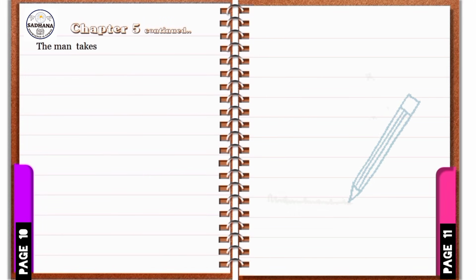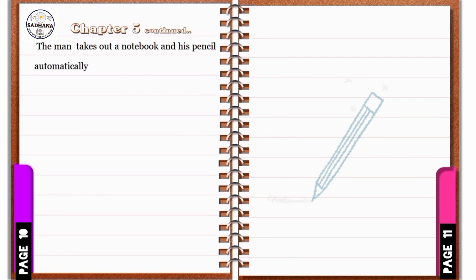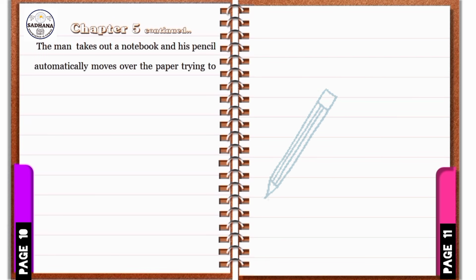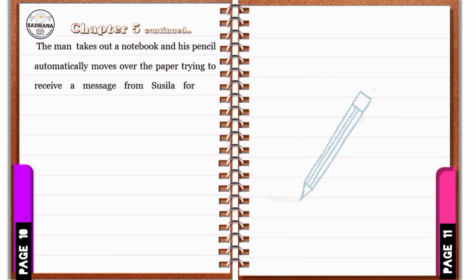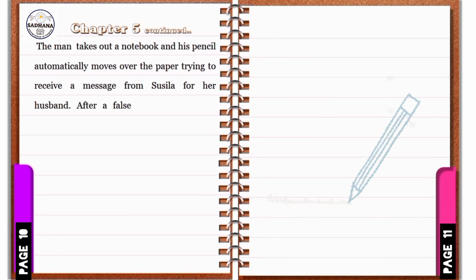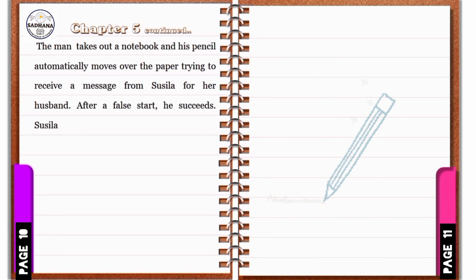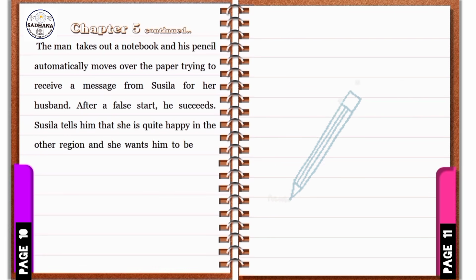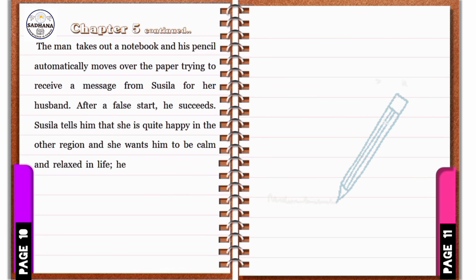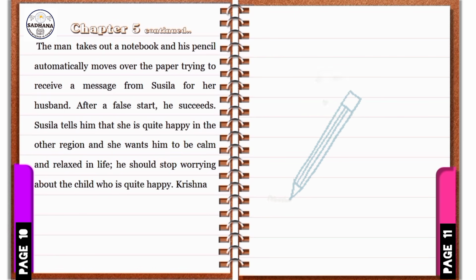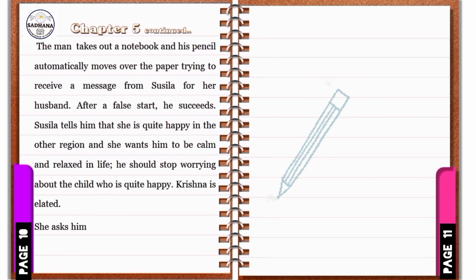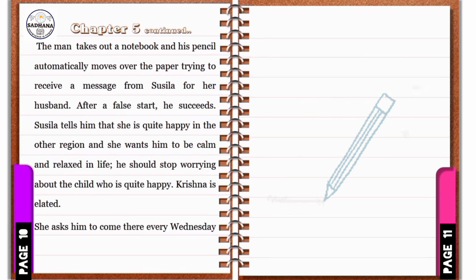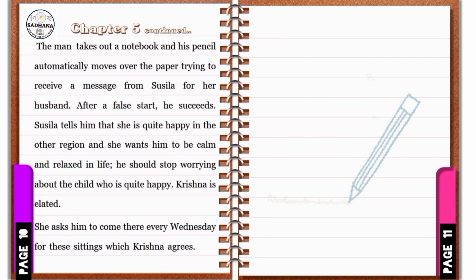The man takes out a notebook and his pencil automatically moves over the paper, trying to receive a message from Sushila for her husband. After a false start, he succeeds. Sushila tells him that she is quite happy in the other region and she wants him to be calm and relaxed in life. He should stop worrying about the child, who is quite happy. Krishna is elated. She asks him to come there every Wednesday for these sittings, to which Krishna agrees.